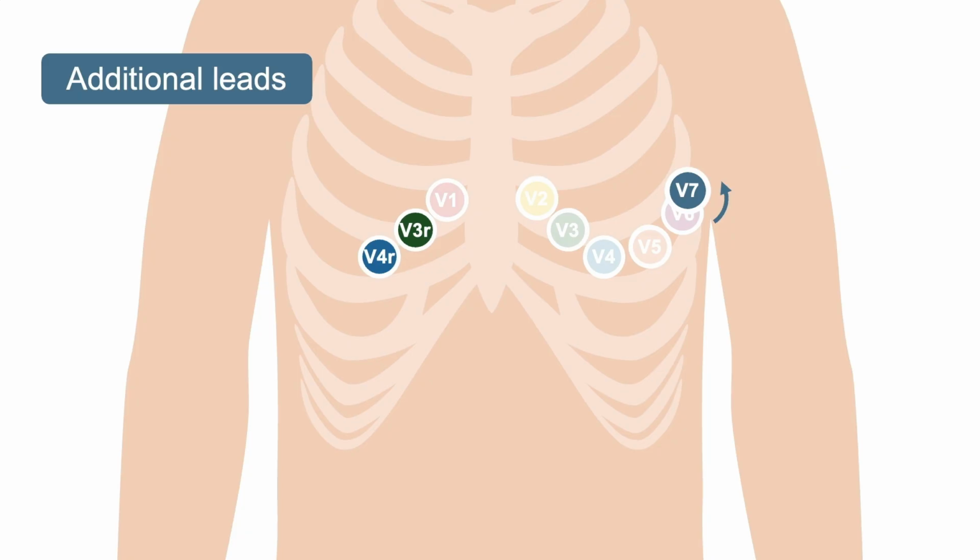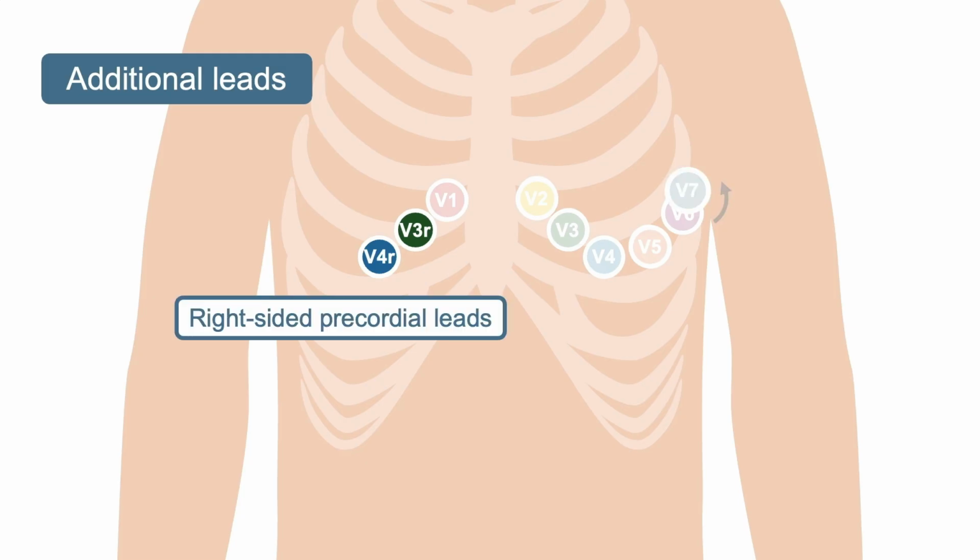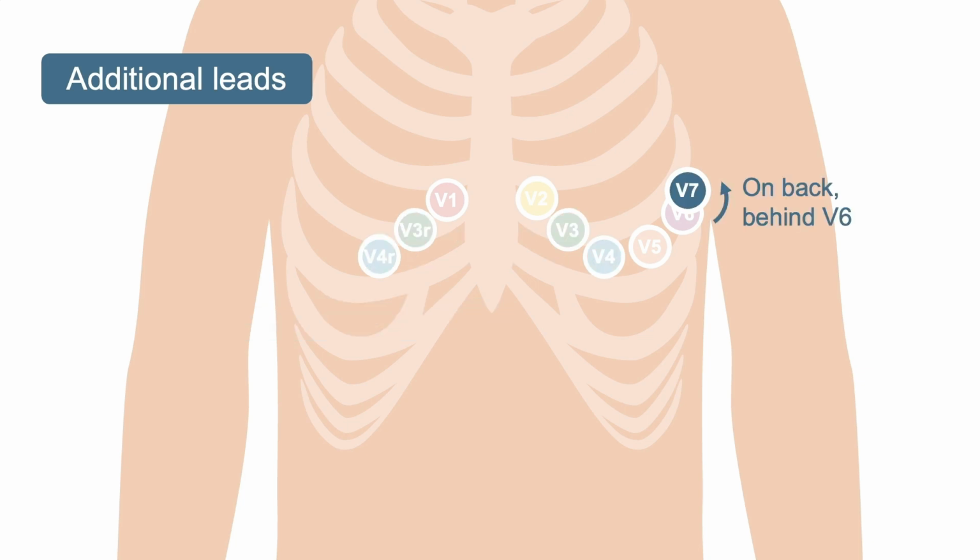The 3 additional electrodes correspond to 3 leads, V3R, V4R, and V7. V3R and V4R are right-sided precordial leads that are placed on the right side of the chest, mirroring the positions of their counterpart leads, V3 and V4, which are located on the left side. And V7 is placed in the 5th intercostal space along the left posterior axillary line, just to the left and behind V6. These additional leads are meant to provide ECG information from the right side of the chest.